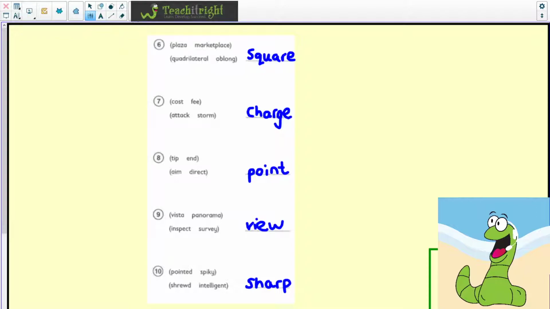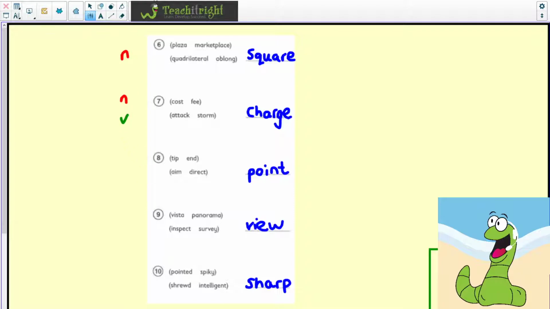So a square can obviously be a noun in both contexts here. If we just put down a noun there, it's both for the marketplace and for the quadrilateral. Number 7, we've got charge, as in a synonym of cost or a fee. So that can be a noun. But we could also use it as a verb. If you use it as in attack or storm, to charge, that can also be a verb. So it goes with both sets there.